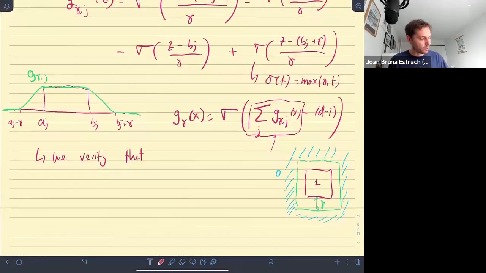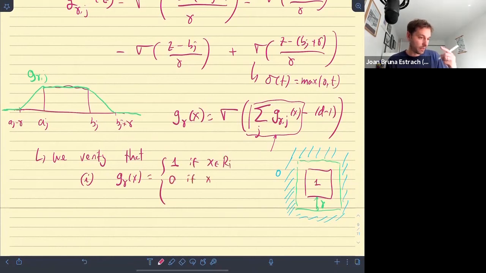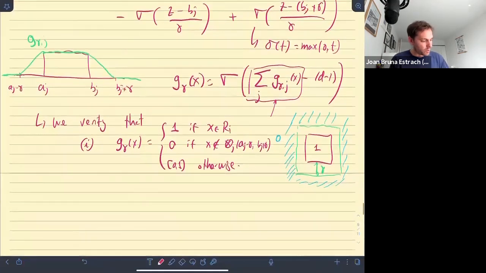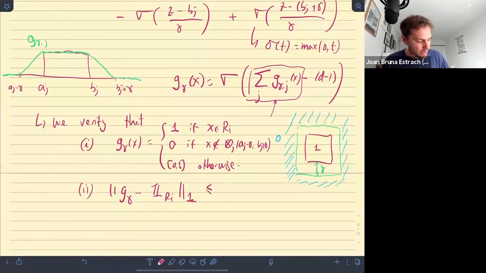Okay, so what we verify is that there are two things. g gamma of x is one if x is in the rectangle, is zero if x is not in the augmented rectangle, let's call it aj minus gamma, bj plus gamma, and it's in between otherwise. And the other thing that we can verify is that the L1 norm between this function and the indicator of the rectangle I can make as small as I want. How? By changing gamma, making gamma very small. So this error is of the order of gamma.